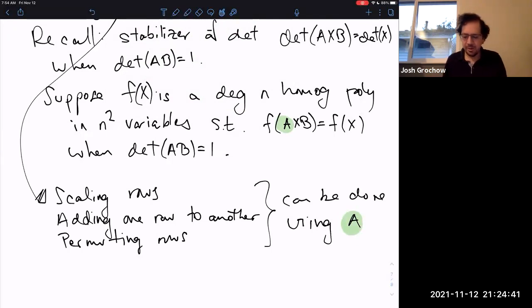Okay. And what do you get at the end? At the end, using B, you can actually make your matrix diagonal. And at the end you have a diagonal matrix, and so now you just have to deal with F on diagonal matrices versus determinant on diagonal matrices, and now it's easy. Okay, so this was not a proof, but this was like a proof sketch.